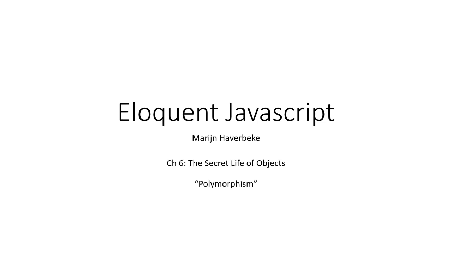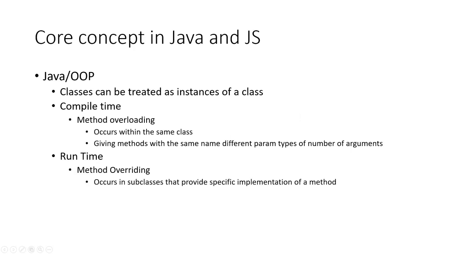I know a lot of people have been asking me about Eloquent JavaScript, so if you remember, we left off at chapter 6, The Secret Life of Objects, and I've been going through topic by topic on this one. So rather than going through the entire chapter, I'm picking the headings of each chapter. So we're in the polymorphism section, and this will be just a very, very short video on polymorphism.